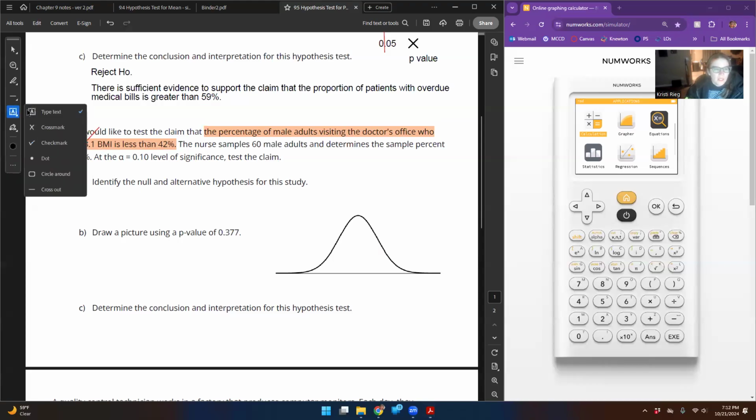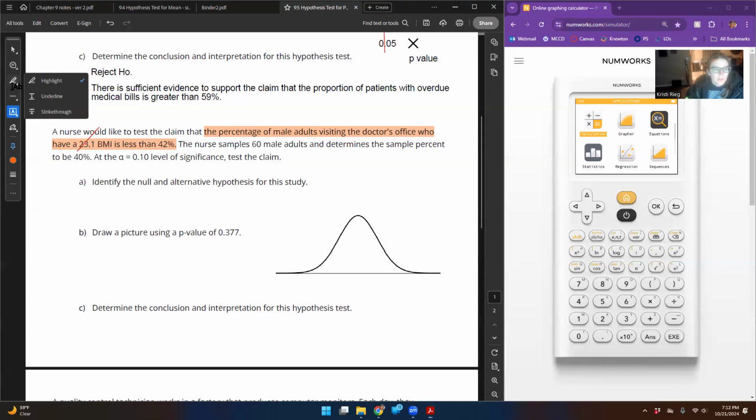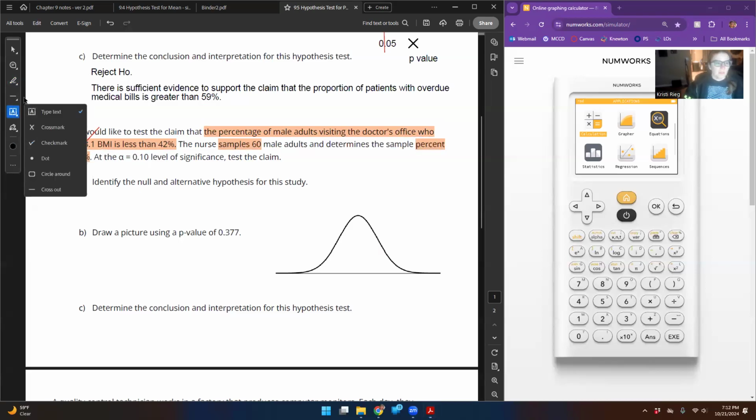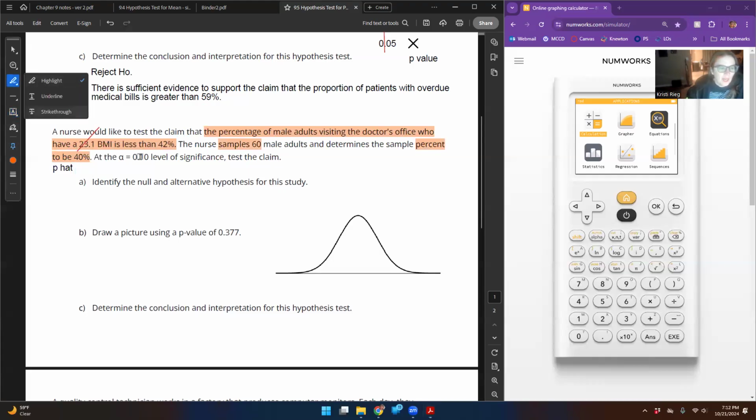But we do see for this example that the sample is 60 and the percent, the p hat, is going to be 40%. That's p hat when we get to it. And then we'll talk about how to type that in with the X and the N and whatnot. And then finally, we have the alpha.